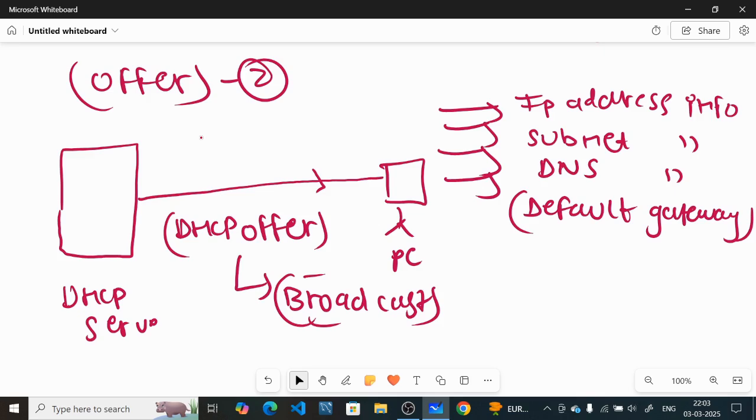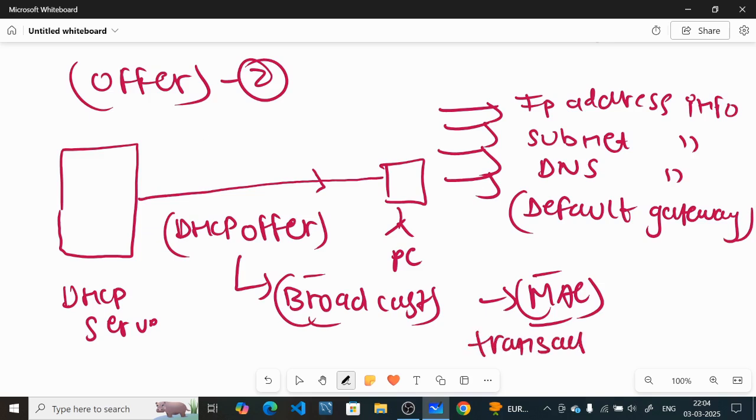But how will it go to the client only? Because in our first packet, the client sends the MAC address. So with that MAC address, we can communicate. And in the DHCP offer, the client checks the transaction ID also. In the first packet, we have the transaction ID also, which is the same. With the use of that ID, the client knows that it is for me and I should receive that information. So that is the reason.